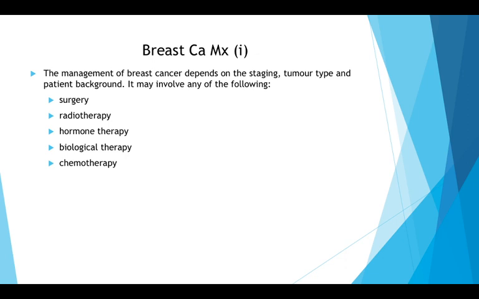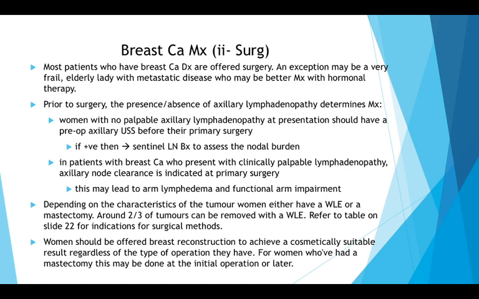So surgery is the main one, followed by radiotherapy, hormonal, biological, and chemo. So surgery we've already touched upon already, really, with the mastectomy and the wide local excision. So just about it in a bit more detail. Most patients, as I've said, are offered surgery if they are diagnosed with breast cancer. You don't want to be doing surgery in those who've got multiple comorbidities, they're frail, they're elderly with metastatic disease. It's unlikely to be that beneficial.